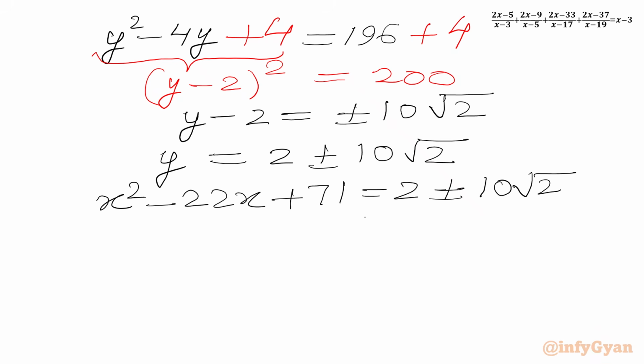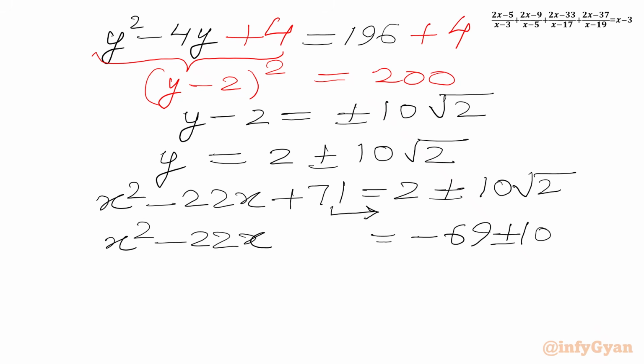Now we are going to use the completing the square method once again. So I need to take 71 to the right hand side. We will get x square minus 22x, and in the RHS we will write 2 minus 71, which is minus 69 plus minus 10 square root 2. Now the coefficient of x is minus 22, half of that is minus 11, square of that is 121. So we have to add 121 on both sides.